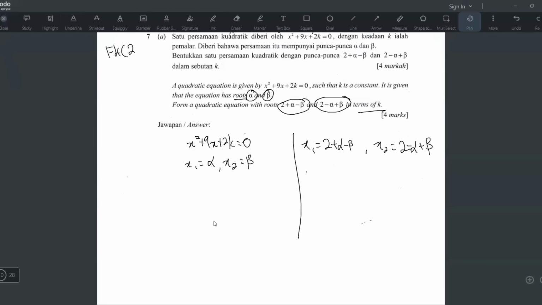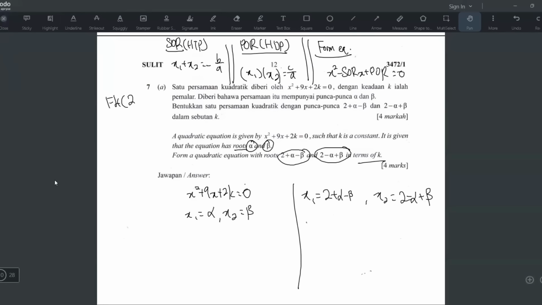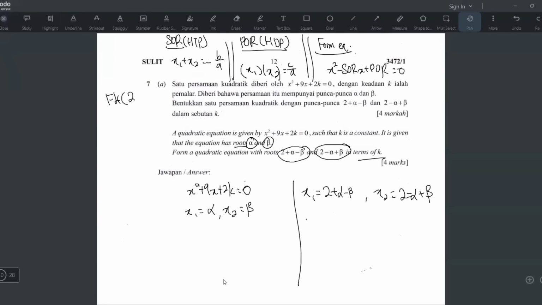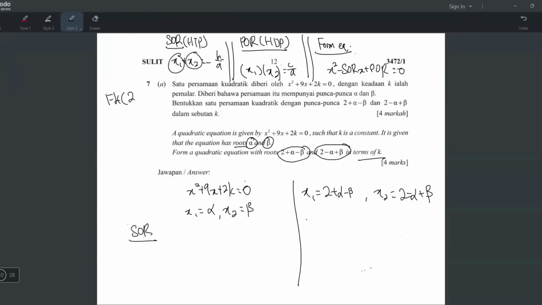The first time, you have the equation, so you can write negative b over a and c over a, but for the second time, you are trying to form one. So you will use the first SOPOR to help you here. Alright, so let's do the first SOPOR. The SOR formula is x1 plus x2 equals negative b over a. So alpha plus beta equals negative b over a. The b is 9, the a is 1. So alpha plus beta equals negative 9.